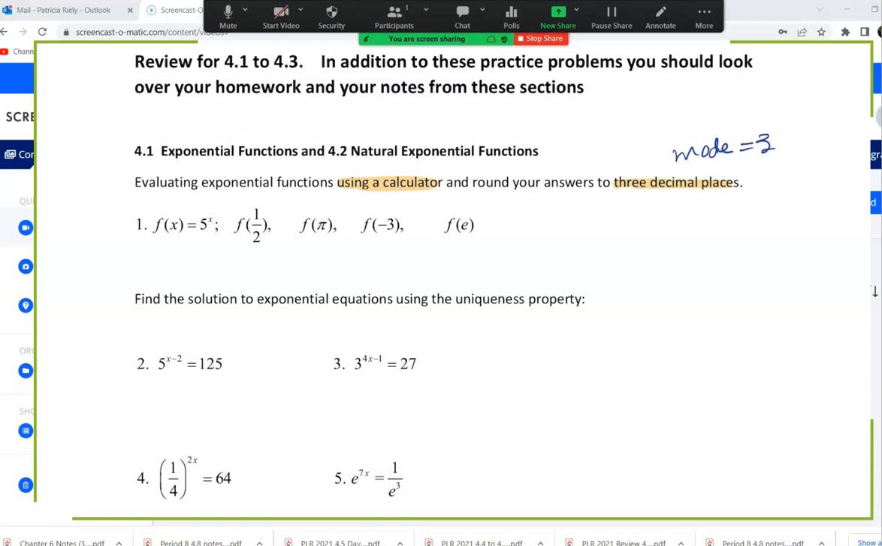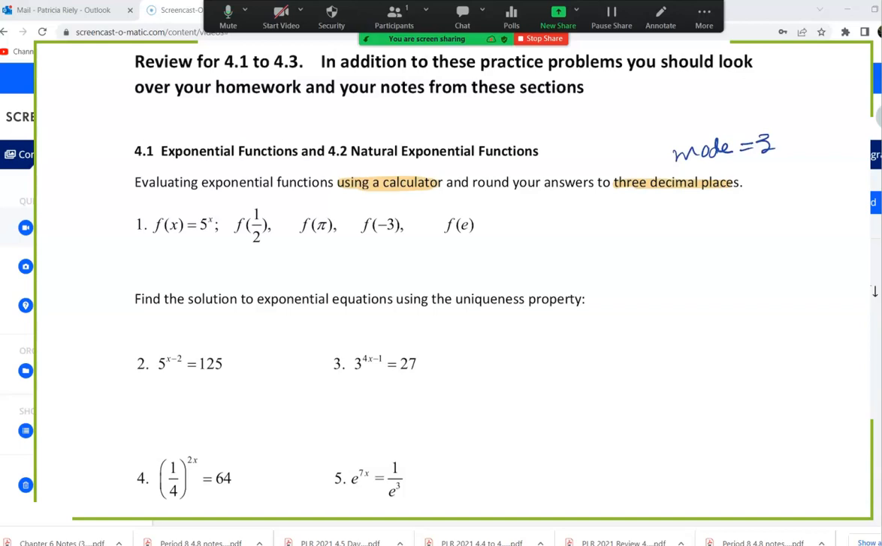Okay, in this video, we're going to do the review for 4.1 to 4.3, and we'll have a quiz on this next class. So the first thing they asked us to do is evaluate exponential functions using a calculator, so I highlighted that, and round your answers to 3 decimal places.